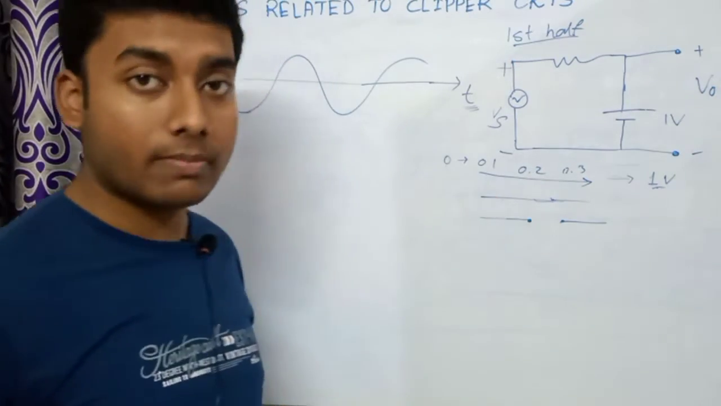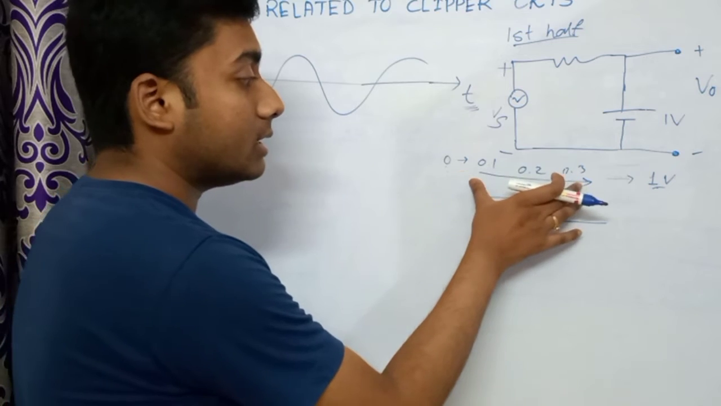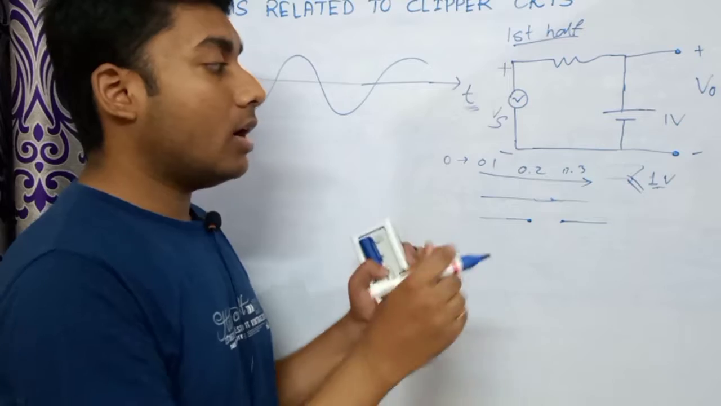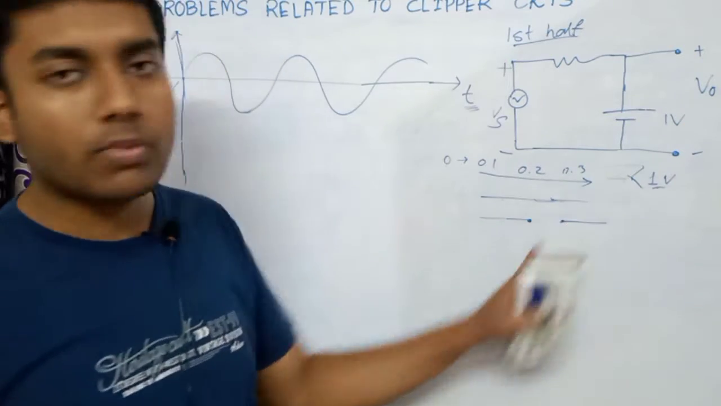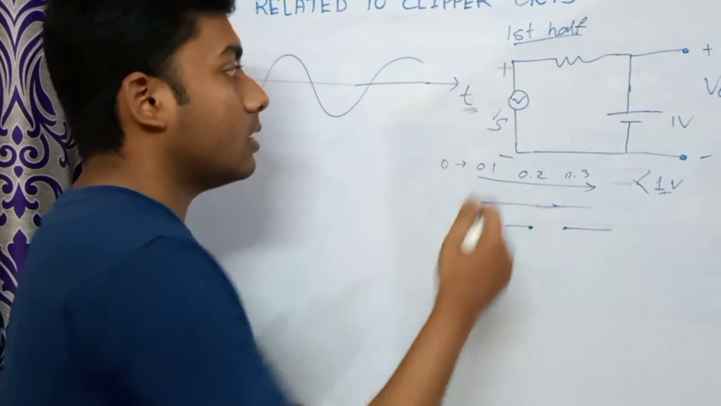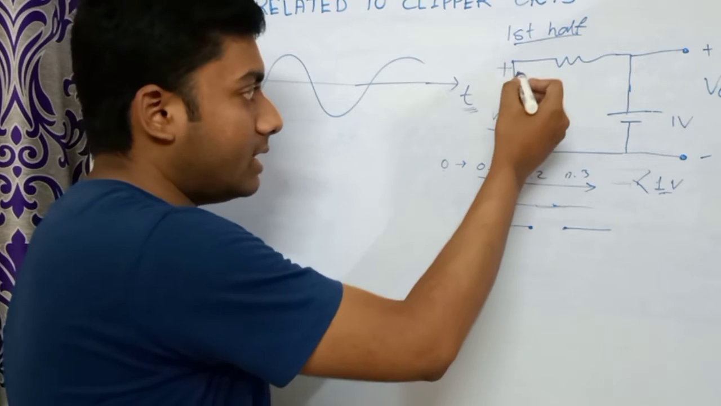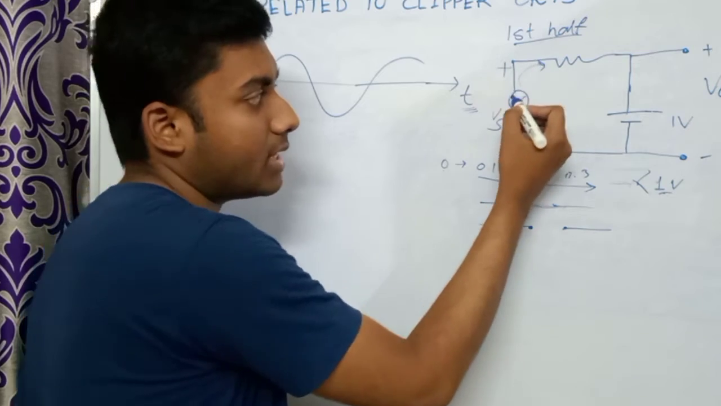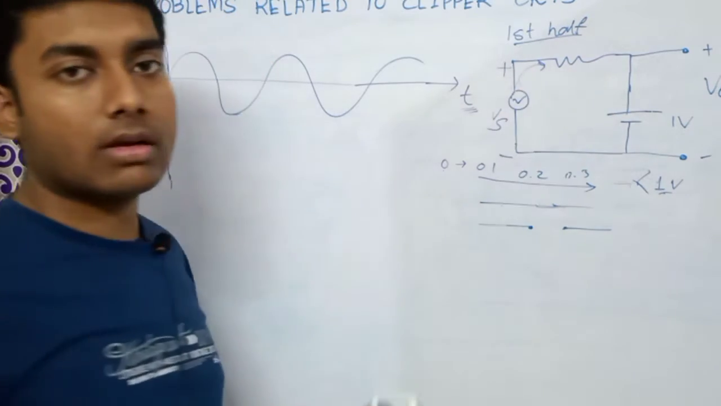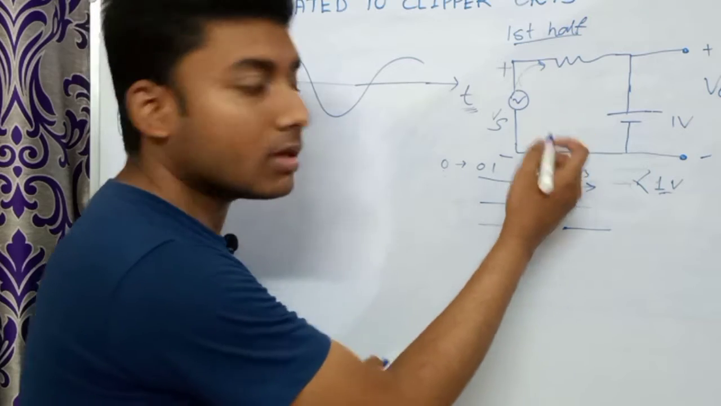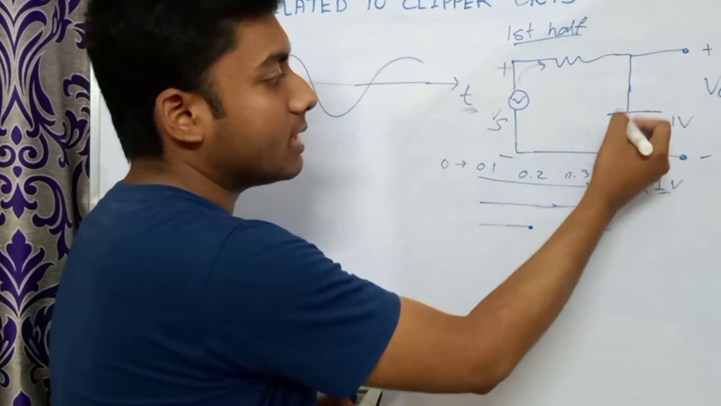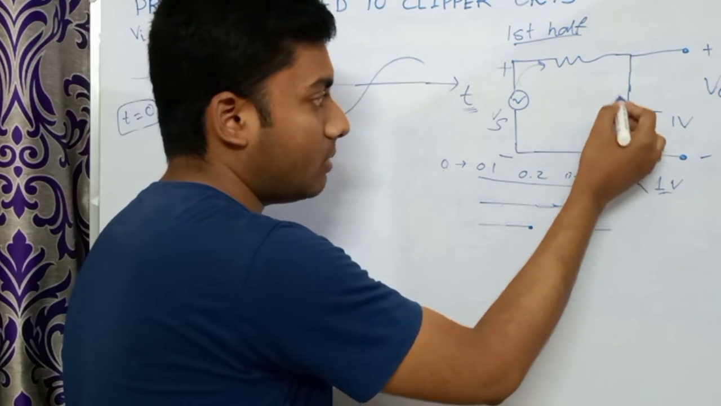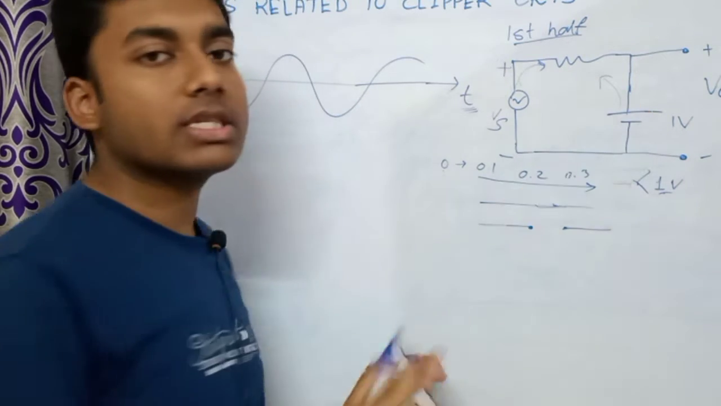And in this period of time, when the voltage is less than 1 volt, then what happens? This source is triggering the current in this direction, right? This is the positive end and this is the negative end. That means this will trigger the current in this direction. But due to the battery, the current will be in this direction. So these two are just opposite.